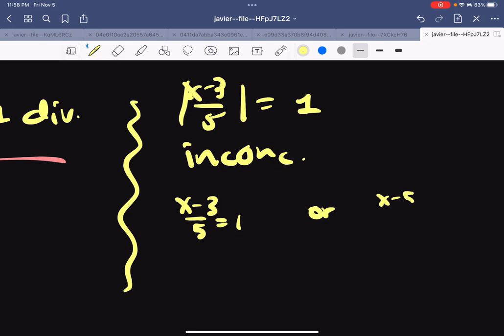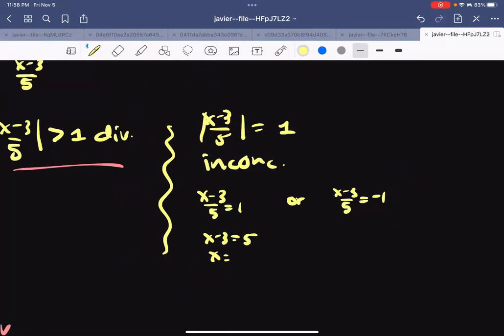Or if x minus 3 over 5 is equal to negative 1, the test is also inconclusive. So x minus 3 equals 5, so x equals 8. Or x minus 3 is equal to negative 5, so x is equal to negative 2.